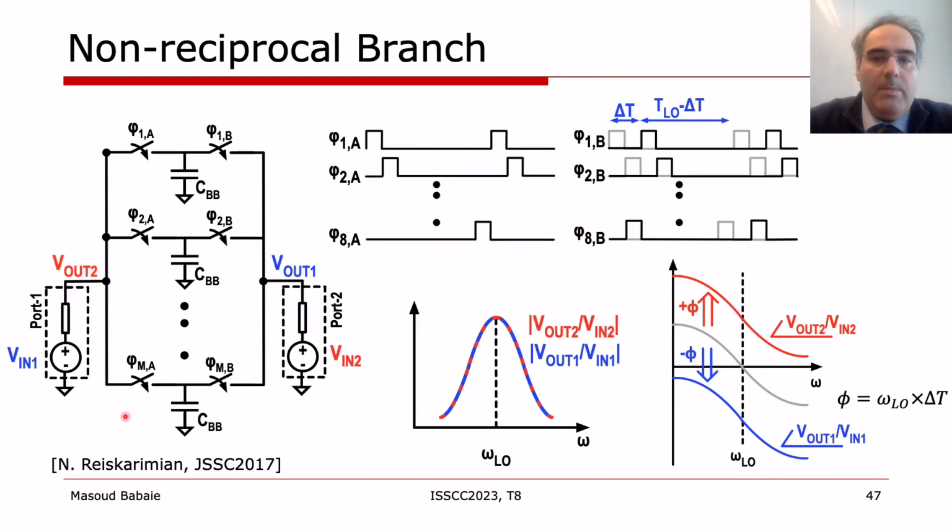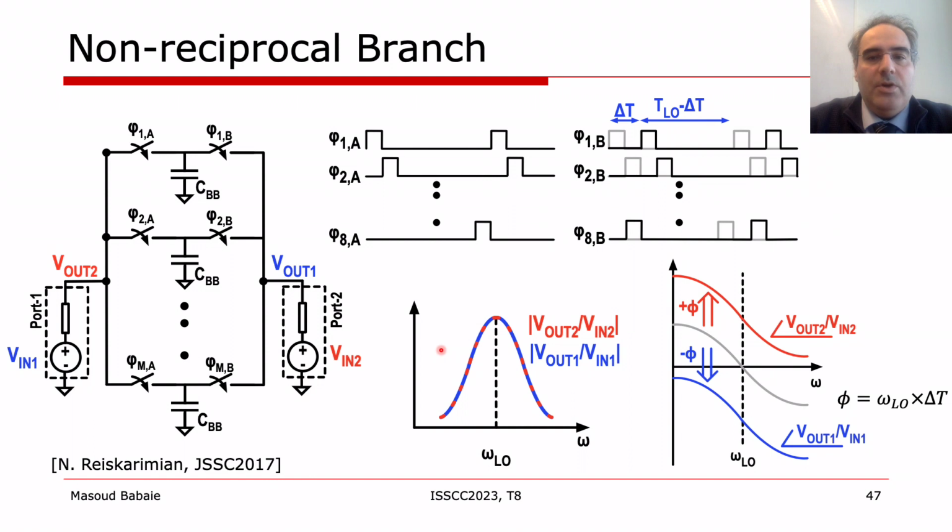The non-reciprocal branch can be implemented using a two-port N-path filter, consisting of N baseband capacitors and two sets of switches driven by N non-overlapping clock phases. Note that there is a time shift of delta t between phi A and phi B clock domains driving the left and right switches respectively.